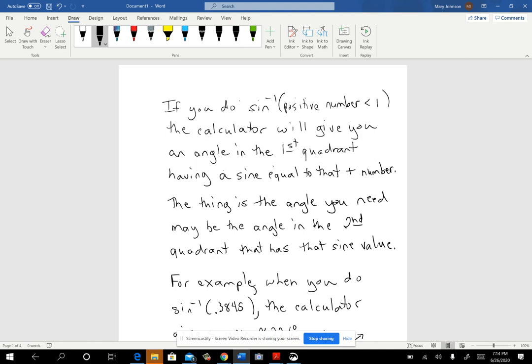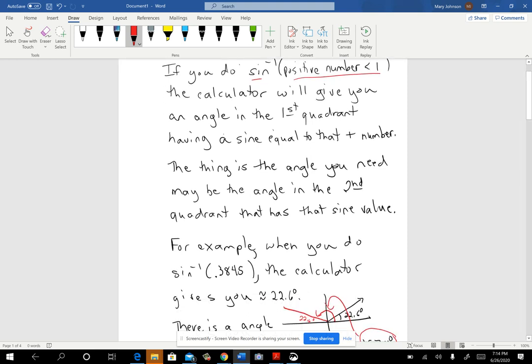A lot of times you're going to be using the law of sines to figure out the measure of an angle. And if you use your calculator and you do sine inverse of a positive number that's less than 1, the calculator will give you back an angle that's in the first quadrant that has a sine equal to that number. Okay?